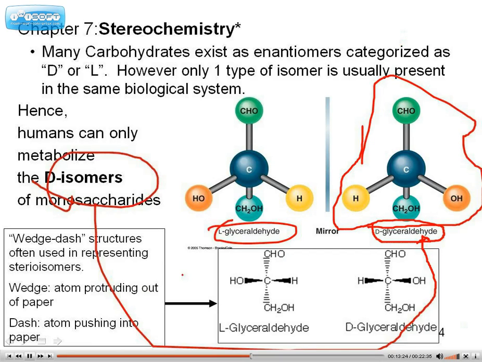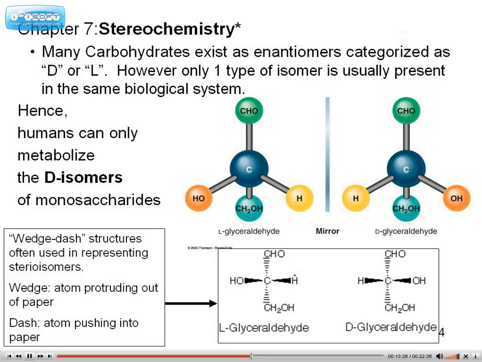So going back to the wedge-dash structure, this right here is a wedge-dash. Notice the wedges are coming out on the horizontal line and the dashes are going in. This is the common way that I'm going to test you on wedge-dash structures. I will try to keep the horizontal as wedges, the vertical as dashes. So, why would I do that?